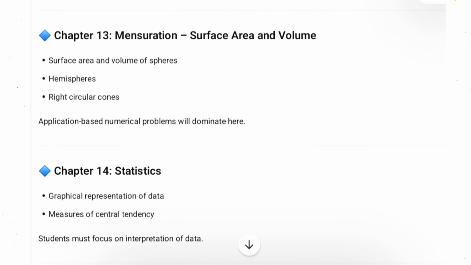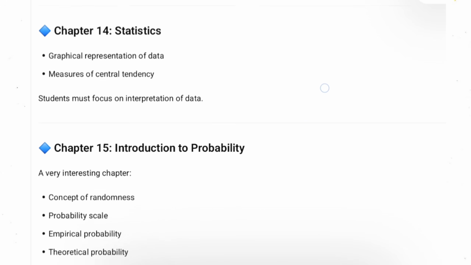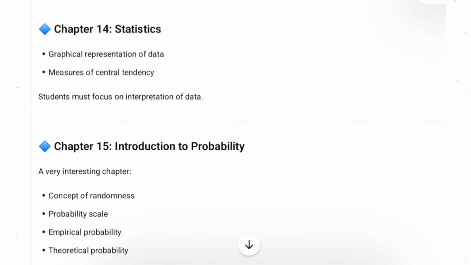Chapter number 13 is mensuration: surface area and volume of sphere, hemisphere, right circular cone. So this chapter is application based, numerical problems are going to dominate. Then chapter number 14 is statistics. So graphical representation of data, measures of central tendency. Students must focus on interpretation of data.